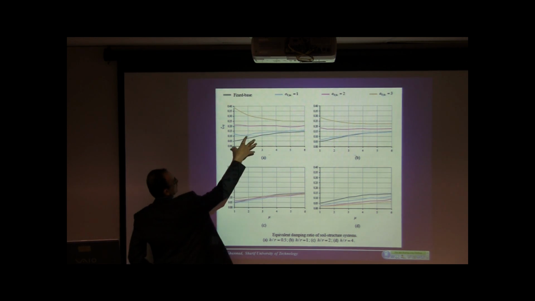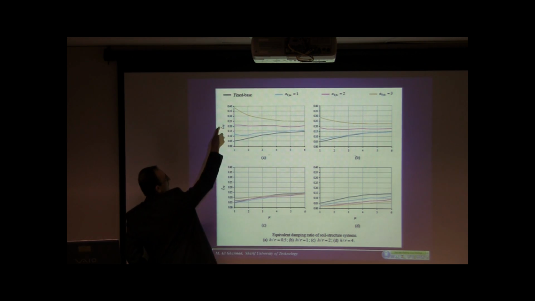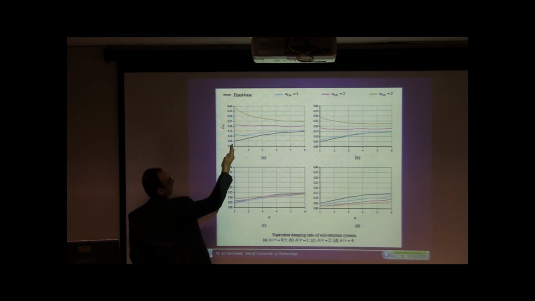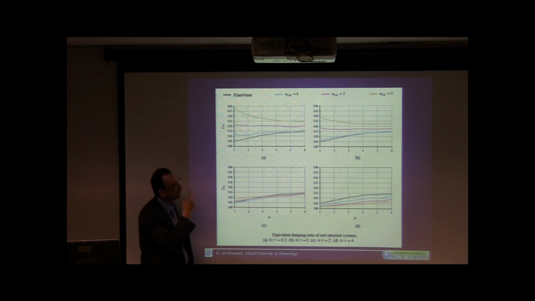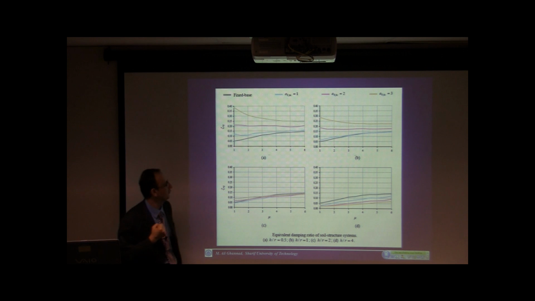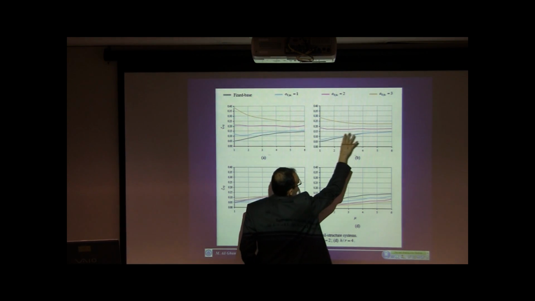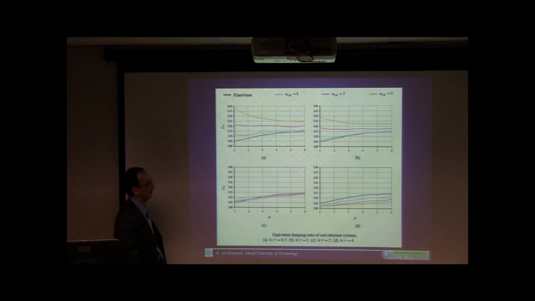So for this structure with H over R 0.5, we have a lot of damping in the elastic case. And when you go to the inelastic, it reduces. It means that the damping which used to come from the radiation damping in the soil doesn't exist anymore, or better to say that it's less important. So it reduces, and they all converge for the very large ductility demands.